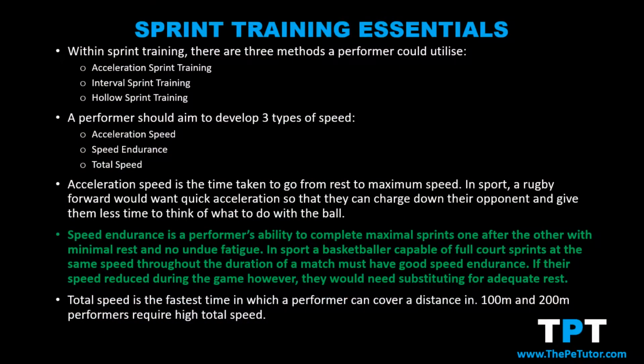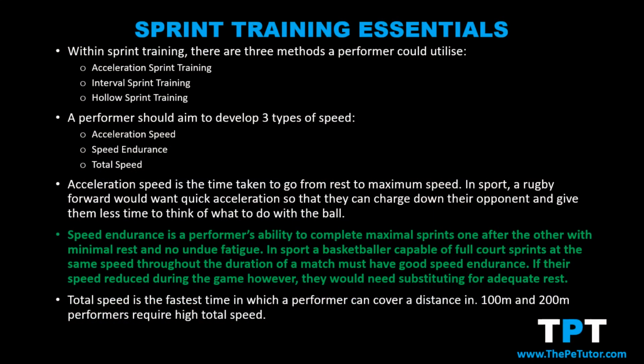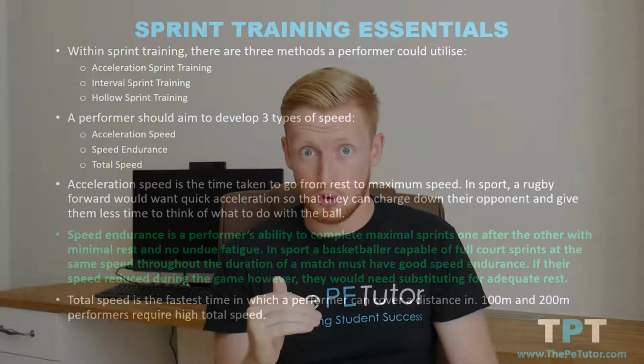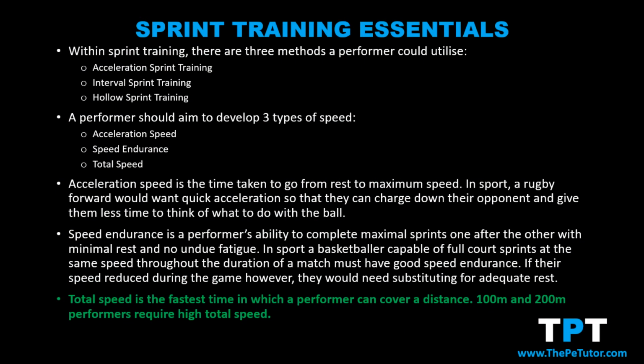Speed endurance is the performer's ability to complete maximum sprints, one after the other, with little to no rest. In other words, how many times could a performer repeatedly sprint close to or at their maximum intensity in a row? For example, in basketball, when players are sprinting up and down the court repeatedly, they might need to be subbed off for a longer or more extensive break if their speed endurance isn't up to standard and their sprint speed starts to drop as they repeat more and more of these full court sprints. And finally, we have a performer's total speed, or maximum speed. Quite simply, this is the fastest that they can move.